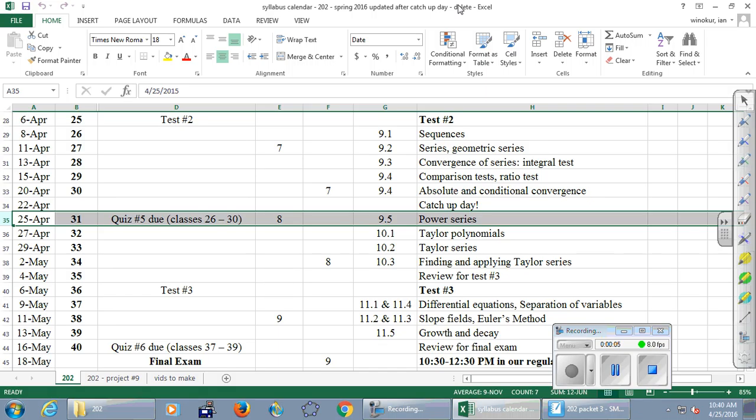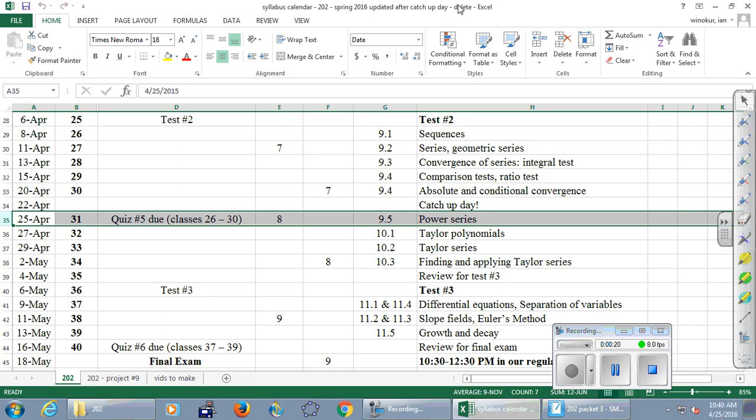Today we cover a brand new topic called Power Series. Today, quiz number 5 is due, so make sure the quizzes are in the folders right now. They're due right now, don't turn them in late, turn them in now.